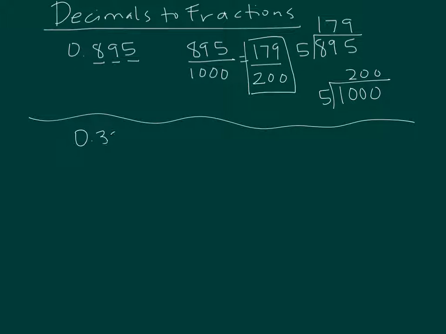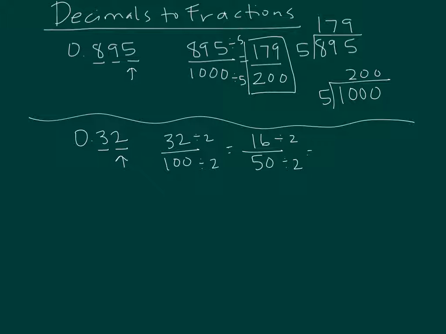Now 0.32. The 3 is in the tenths, the 2 is in the hundredths. It's where it ends. So it's 32 out of 100. Now we have to reduce. Just like up here, I divided both by 5. I can divide both numerator and denominator by 2. So that's 16/50ths. Keep going, not done yet. Feel free to pause anytime you are doing the math yourself. And that's 8 out of 25. Push pause till you have your notes filled in.